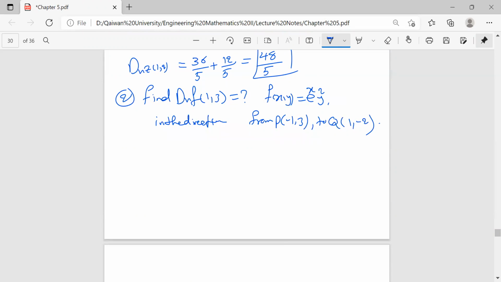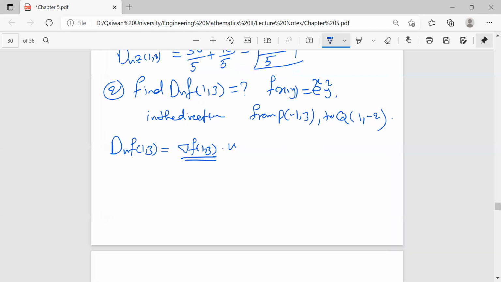So let's first find grad f. We say grad f of xy. We must first find grad f at 1 and 3. Let's first write down the rule of DUF at 1 and 3. It equals grad f at 1 and 3 dot u. U is the unit vector, but we haven't been given the unit vector. We must find it from those 2 points. First, let's find this one.